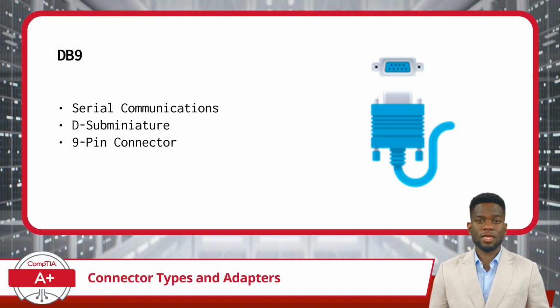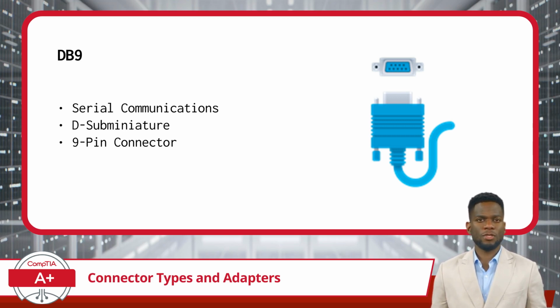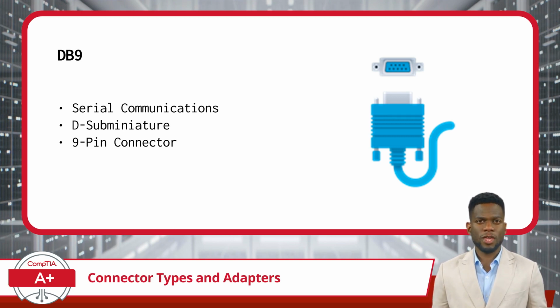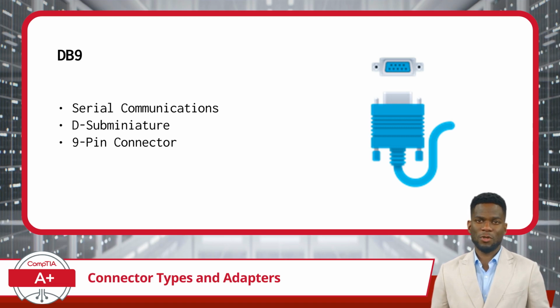The DB9 connector, also known as a D-subminiature 9-pin connector, is a common interface used for serial communication in computer systems and peripherals. Named for its 9-pin configuration, the DB9 connector is characterized by its D-shaped metal shell and screw locking mechanism, which ensures a secure connection.